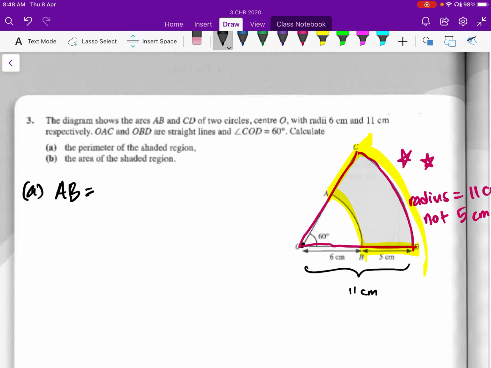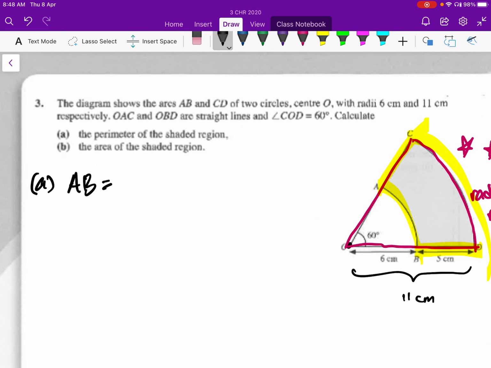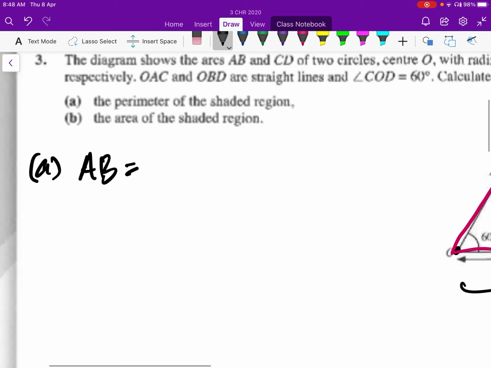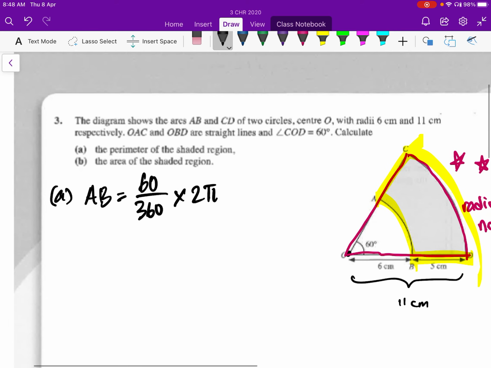We do it step by step. AB. How do we find the length of AB? Looks rather complicated, but it's not. Just cover up everything else. I just want the arc AB, this curve. And we've done it so many times. It is the same as 60 out of 360 times 2 pi r. But what is the value for r? 6, yes.